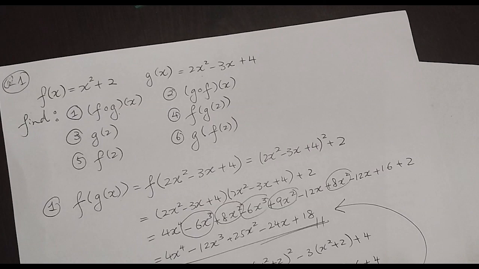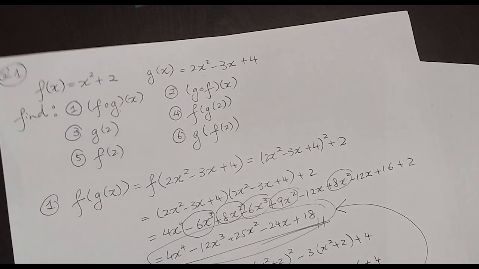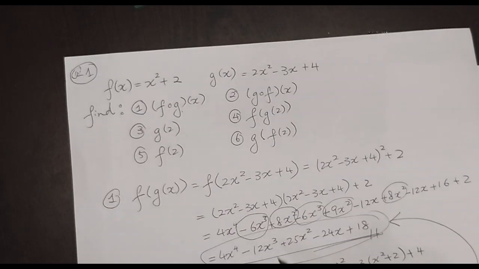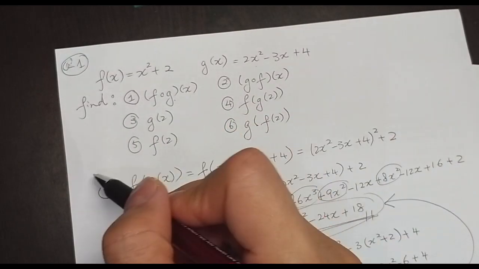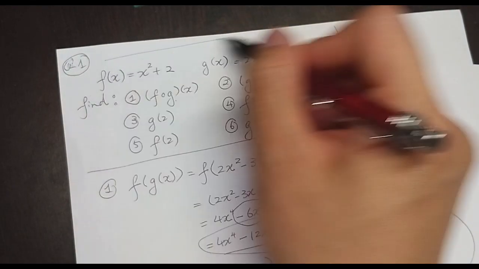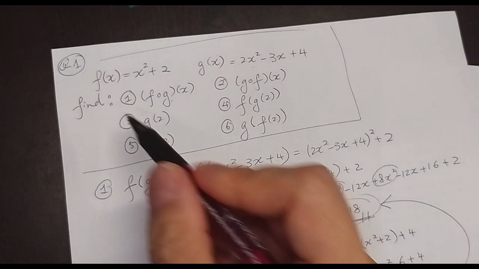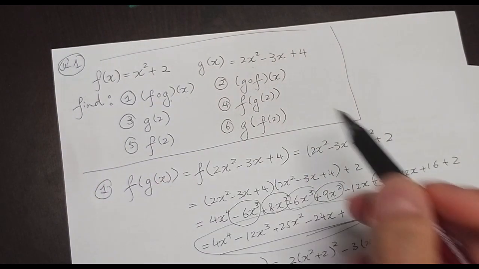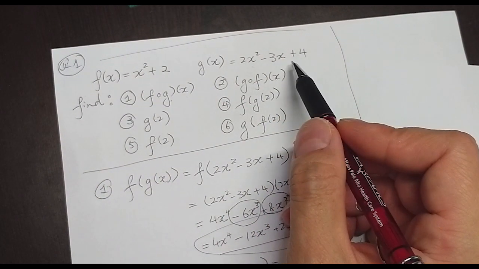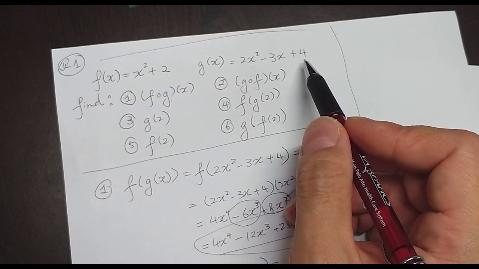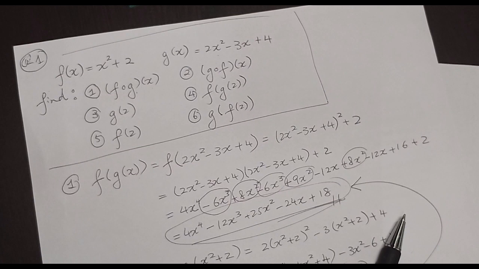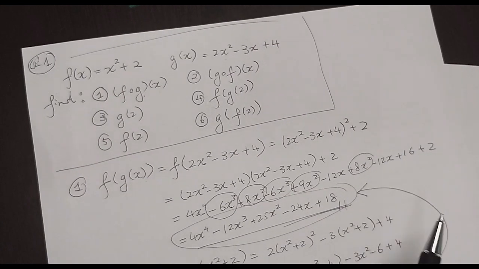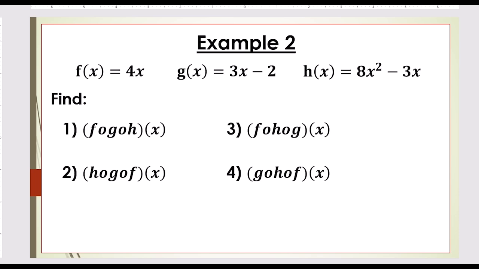So we get all the answers: question 5, question 6, also question 4, question 3, question 2, and the answer of question 1 as well. So this is how we calculate the composite function of these two functions, f of x equal to x squared plus 2, and g of x equal to 2x squared minus 3x plus 4. And we also have practical examples of why we have to do the composites of this function.